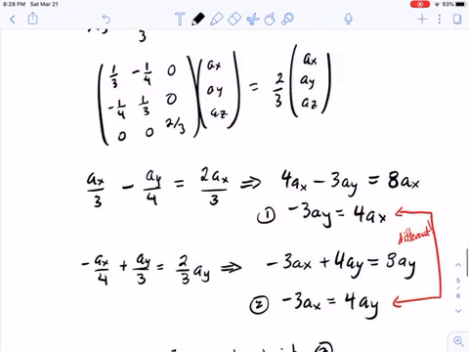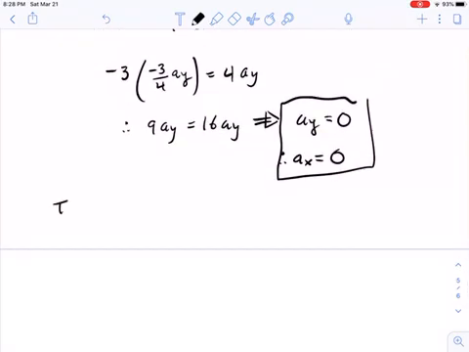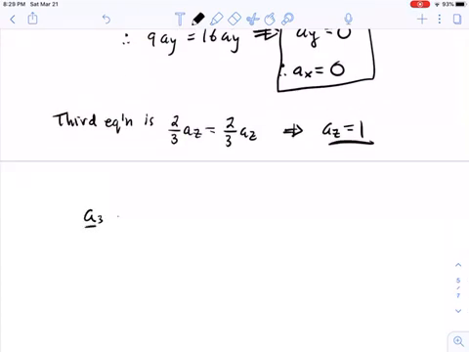Okay, so we still have a third equation to do, and that's the easy one. You'd get 0ax plus 0ay plus 2/3 az is equal to 2/3 az. So the third equation is 2/3 az is equal to 2/3 az. And so you could choose whatever you want for az. I'm going to choose that az is equal to 1. And that means that our third eigenvector is 0, 0, 1, which is normalized. It obviously has a length of 1, and this is for lambda 3 is equal to 2/3.